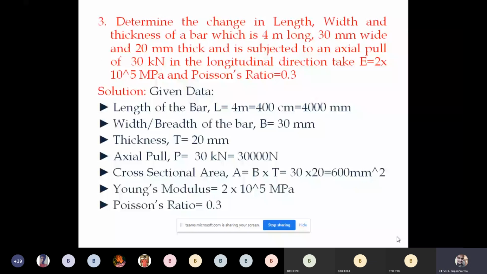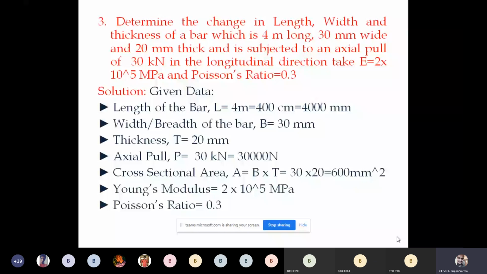So the data which is given to us is the length of the bar, capital L, which is 4 meters. 4 meter can be written as 400 centimeters, or you can write that as 4000 millimeters. Now the width of the bar, capital B, is 30 millimeter. Next, thickness T is 20 millimeter. Axial pull capital P is equal to 30 kilonewton, that is 30 multiplied by 1000 Newton, that will be 30,000 Newton.